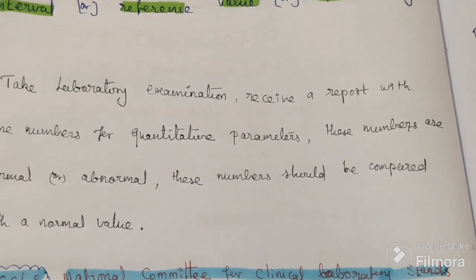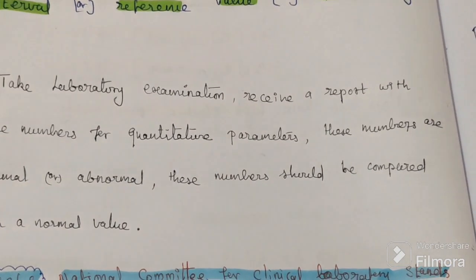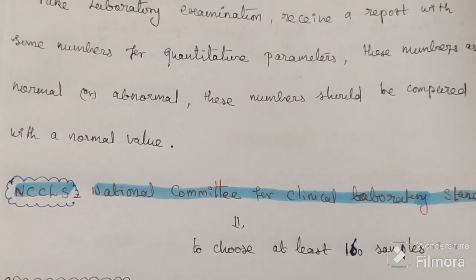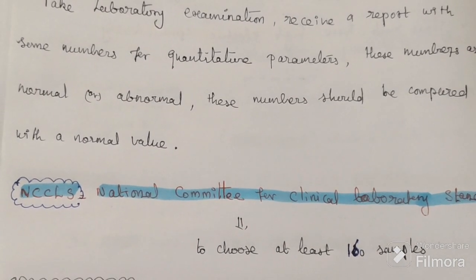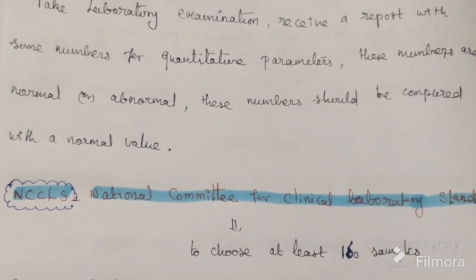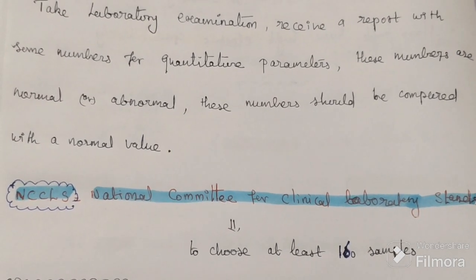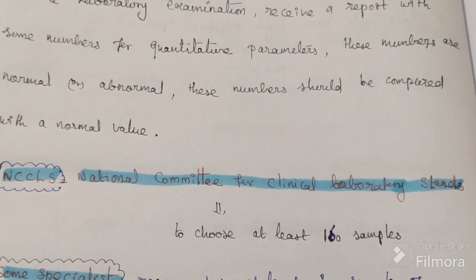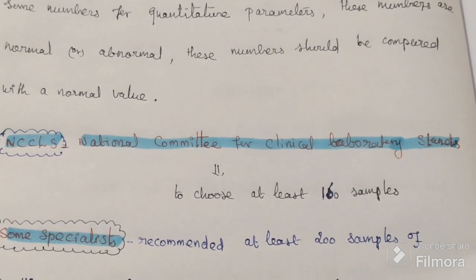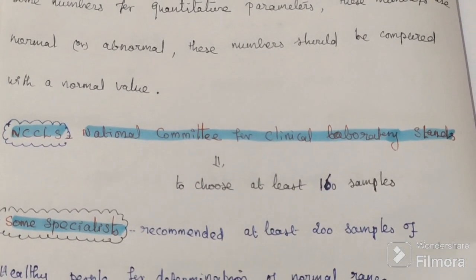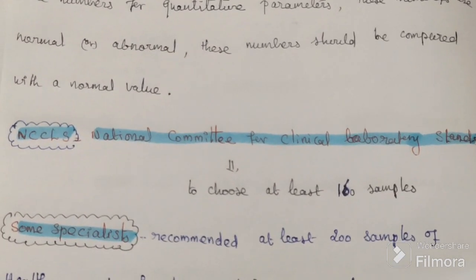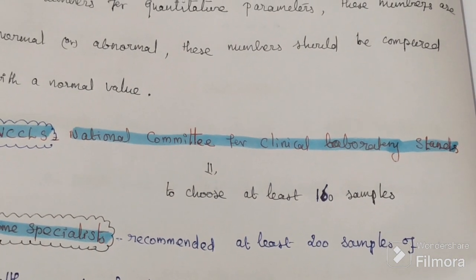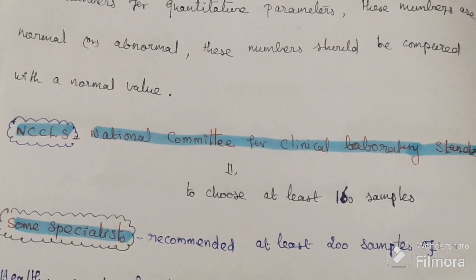We should compare with the normal value, but the question is where this amount comes from. From NCCLS, the National Committee for Clinical Laboratory Standards, which recommends choosing at least 160 samples, and some specialists recommend at least 200 samples. So where do we get that amount? From the National Committee for Clinical Laboratory Standards or some specialists.